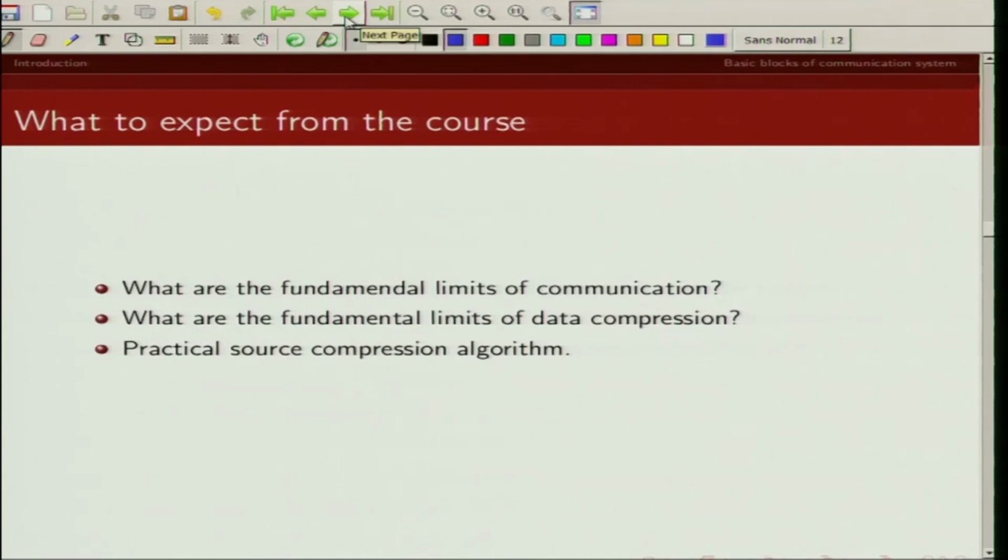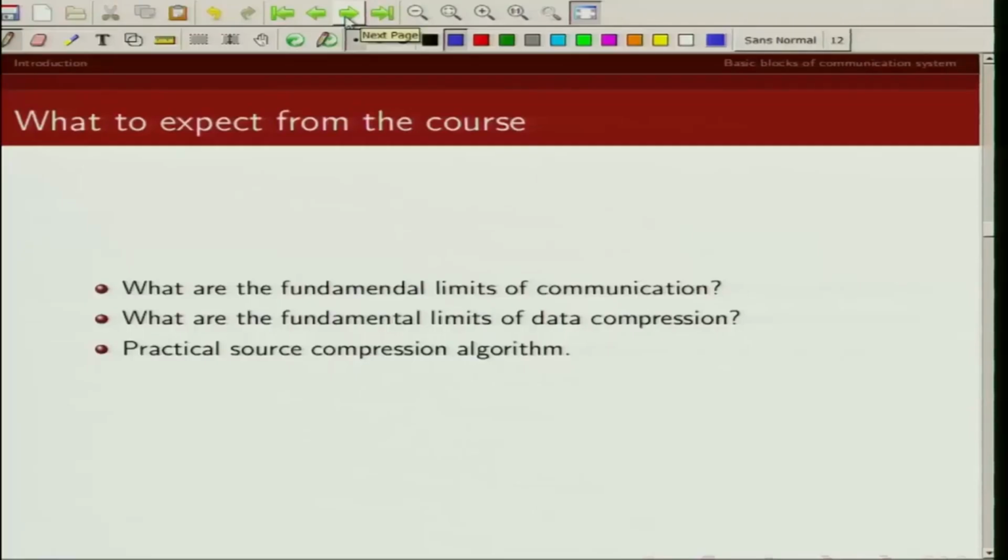So, for example, if you want to do lossless compression, what is the minimum number of bits required to represent a source? Or if you want to do lossy compression, given an average distortion measure, what is the minimum number of bits you require to represent a particular source. In the process, you will also come across some practical algorithms for source compression, and you will also learn a few mathematical techniques, how to prove theorems and things like that.